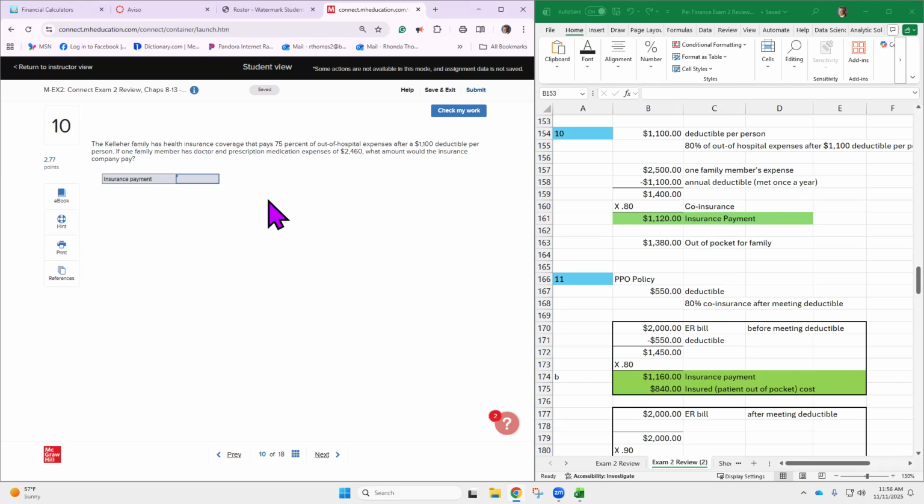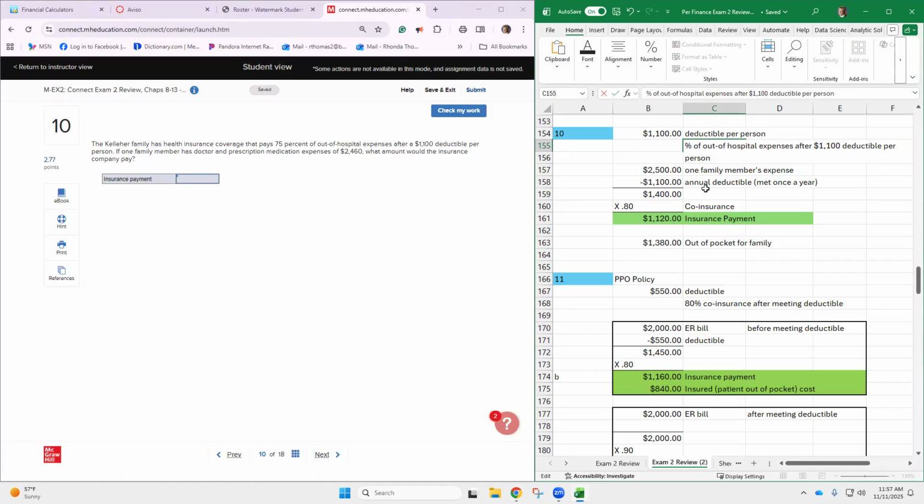All right, number 10. Now we're going to look at medical insurance. The Keller family has health insurance coverage that pays 75% after a deductible of $1,100 has been met per person. So I need to change mine. The last one I did was 80%.